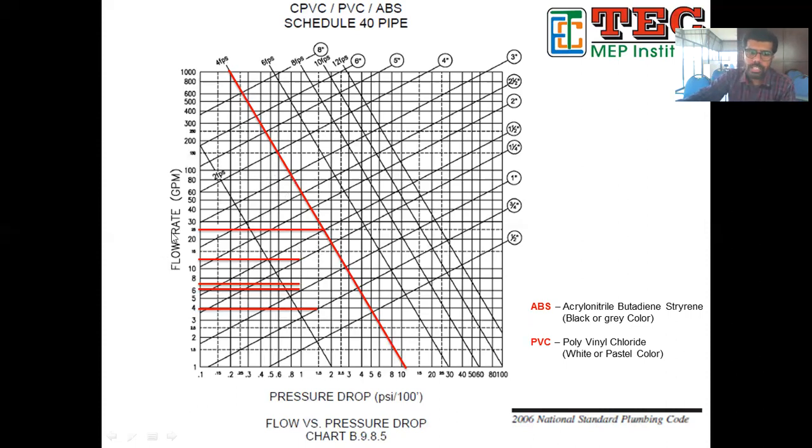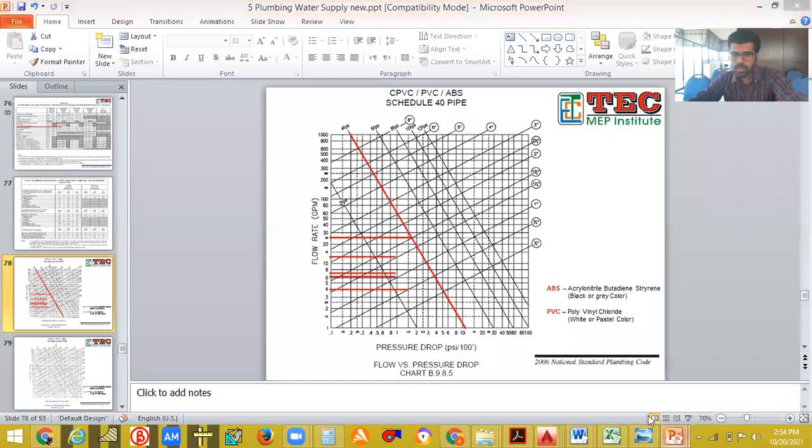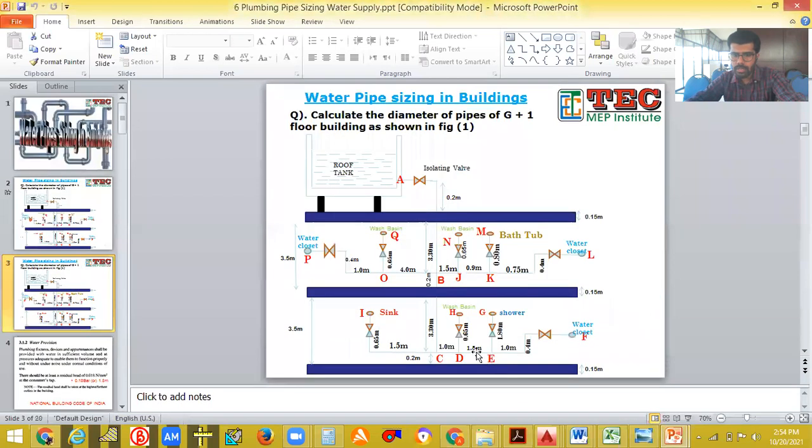And what is my flow rate? What is the flow rate that I got for DE? It was 5, right? You remember? It is 5 because this fixture unit was 4.5. So for 4.5, the WSFA is 4.5, so the GPM will be 5.